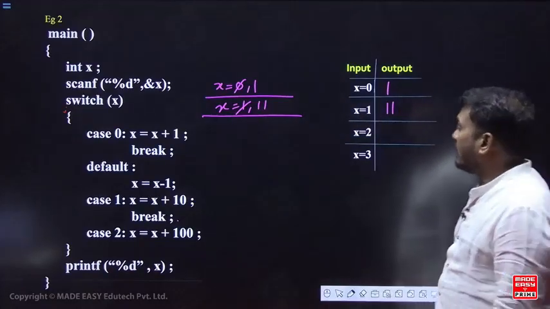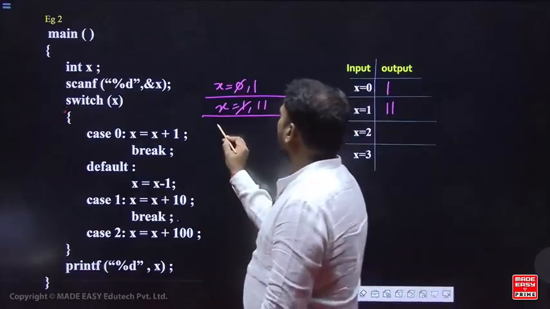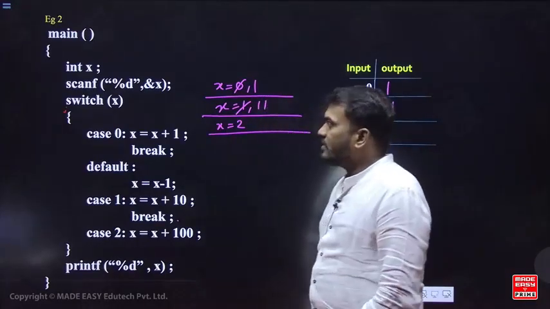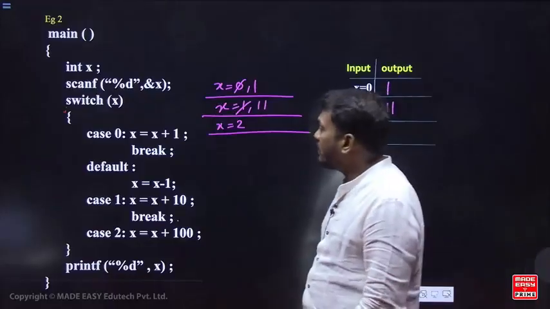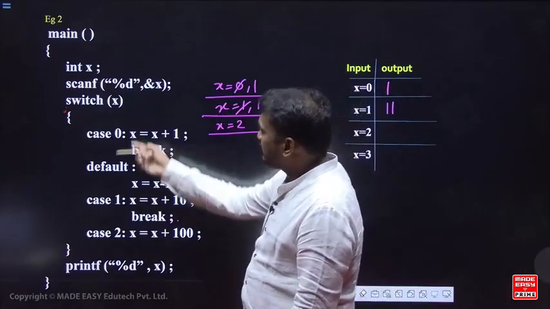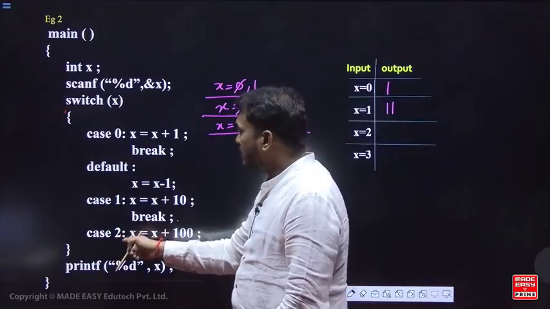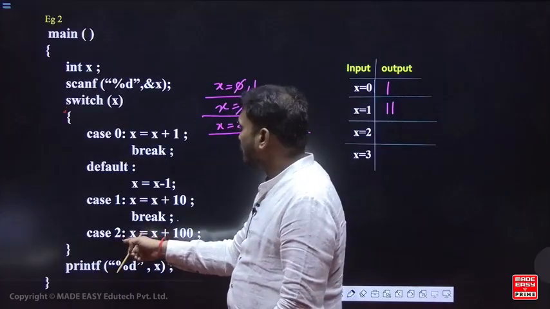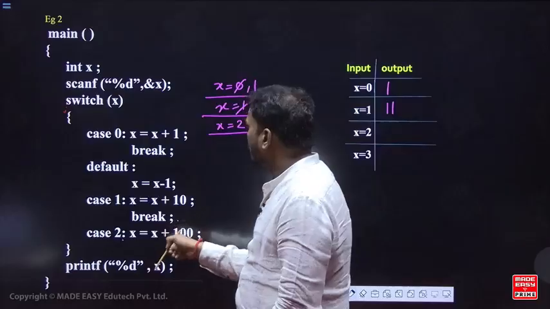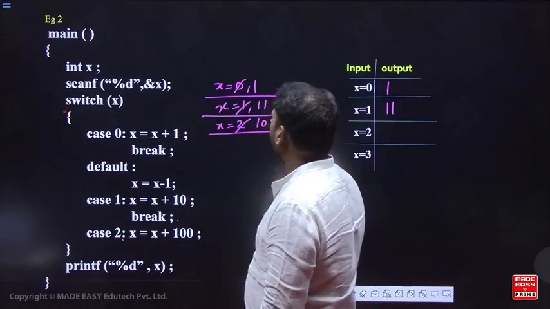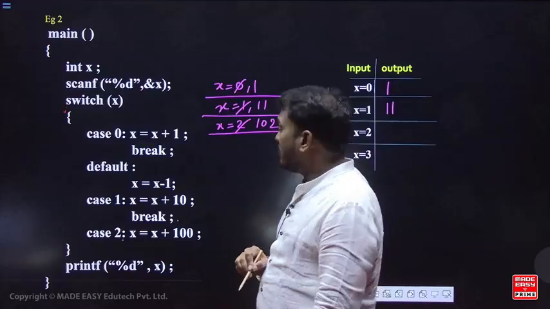Correct? And next, x equal to 2. If I give x equal to 2 here, is it matching with any case? Yes, it is matching with case 2. If it is matching with case 2, it will execute x = x + 100. So 2 plus 100, how much is that? 102.